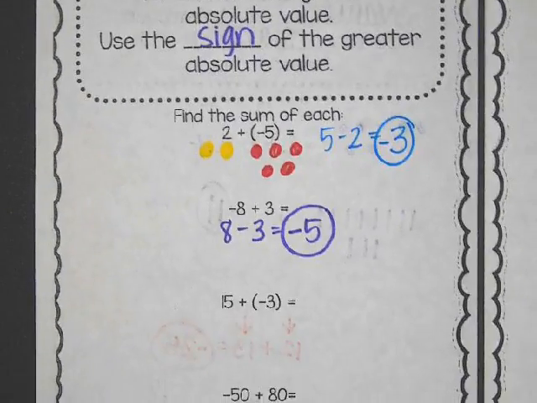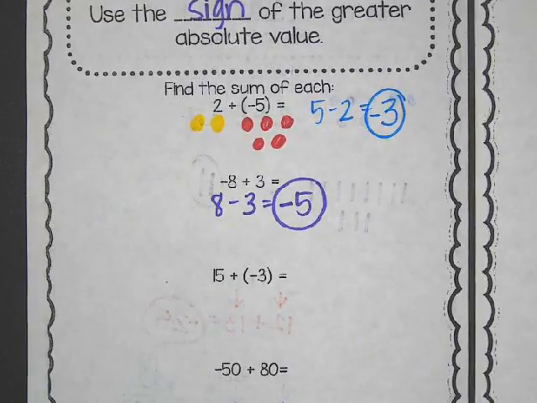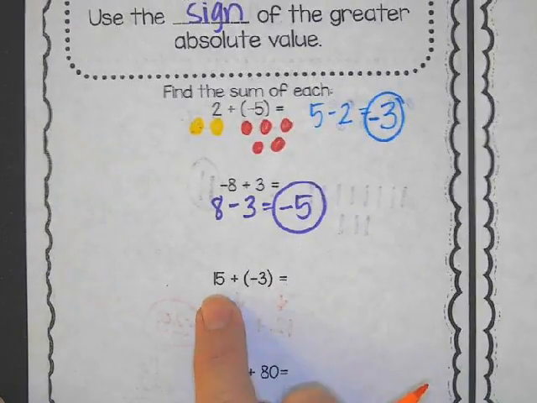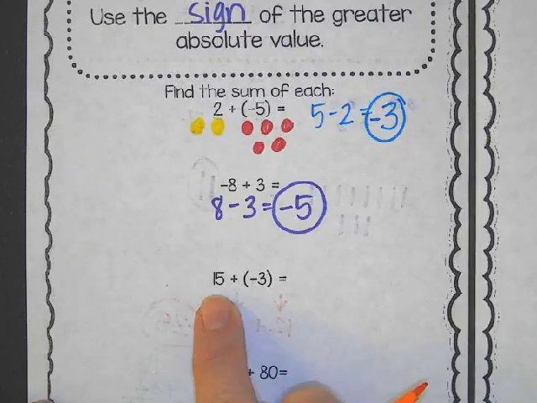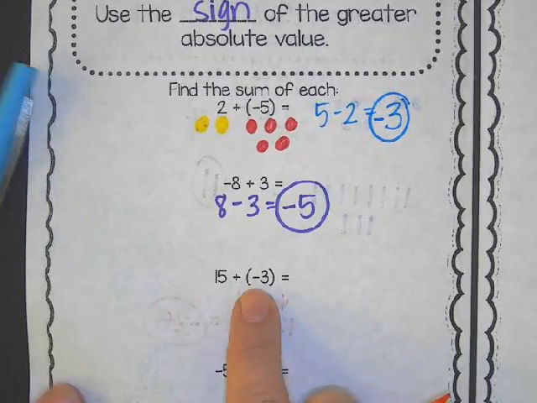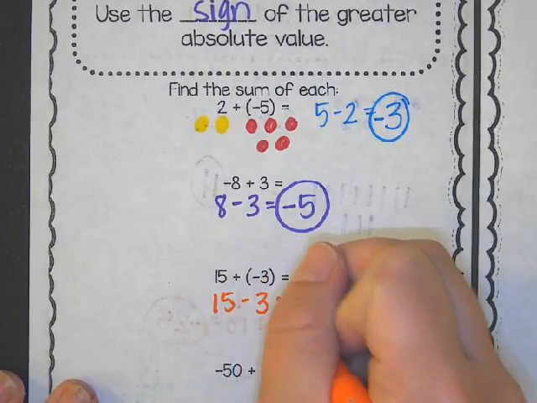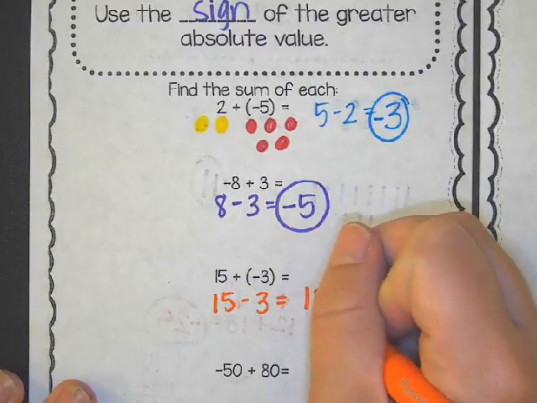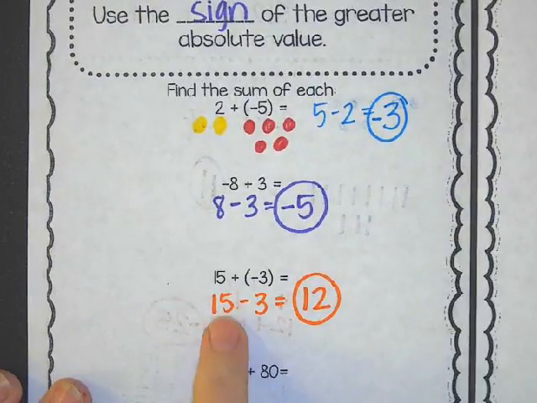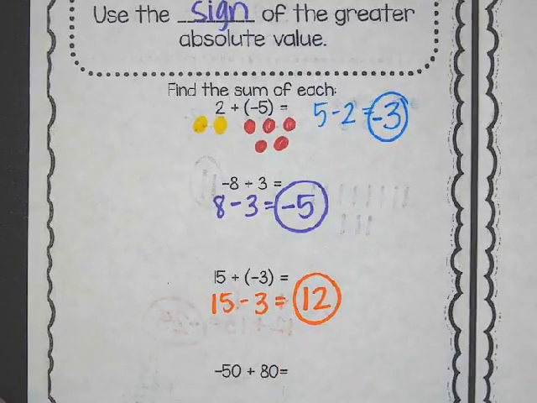Moving on to our next example, I have 15 plus -3. Here, my positive 15 has a greater absolute value than -3. So now, instead of saying plus -3, I'm saying 15 minus 3, and that gives us 12. My positive number was greater, so my final answer is going to remain positive.